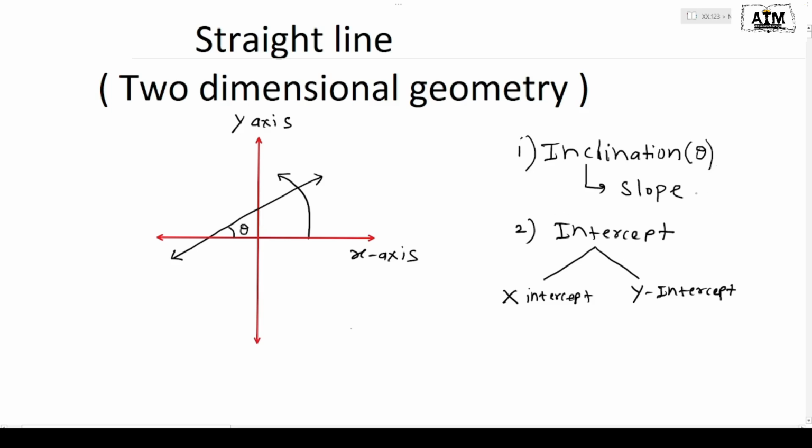And what is the slope? The slope is nothing but tan theta. And slope is denoted by the symbol small m. In many books, and many authors and teachers denote slope by small m. So when you talk about the line, two things are important: what is the inclination of the line and what is the slope of the line.